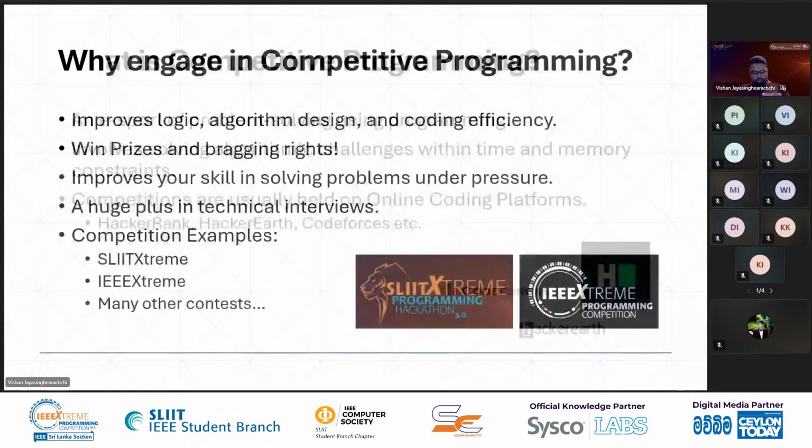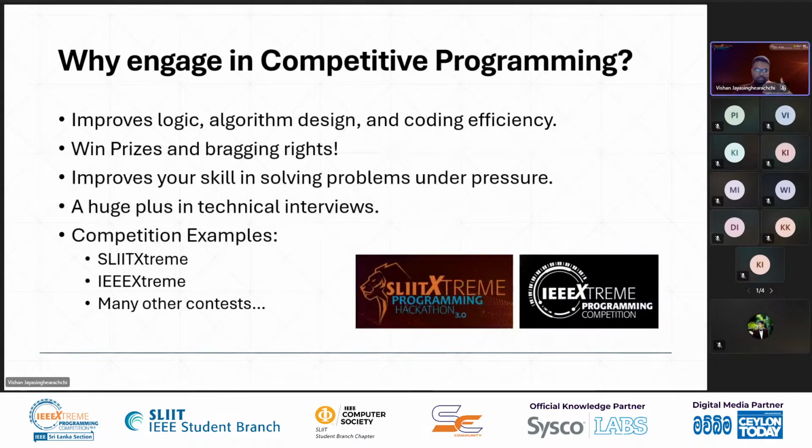Well, to give you the best benefit of computer programming, it basically improves your capabilities in handling logic, algorithm design, and coding efficiency. That's that, right? And it also improves your skill in solving problems under pressure, right? That's an important skill to have, and it will be very valued, especially in the industry. And this is an excellent place to develop that skill. And of course, winning prizes and bragging rights, right?